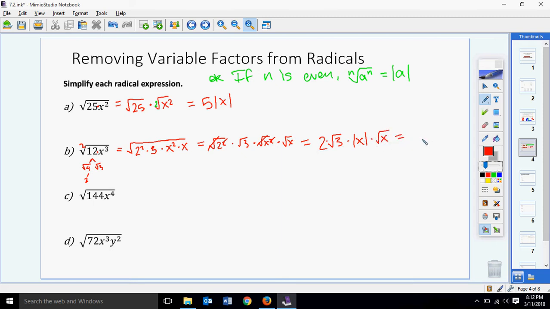So simplified form, I want to combine everything that's under the radical. So I have a square root of 3 and a square root of x, that's the square root of 3x. And everything outside of my radical is 2 times the absolute value of x.